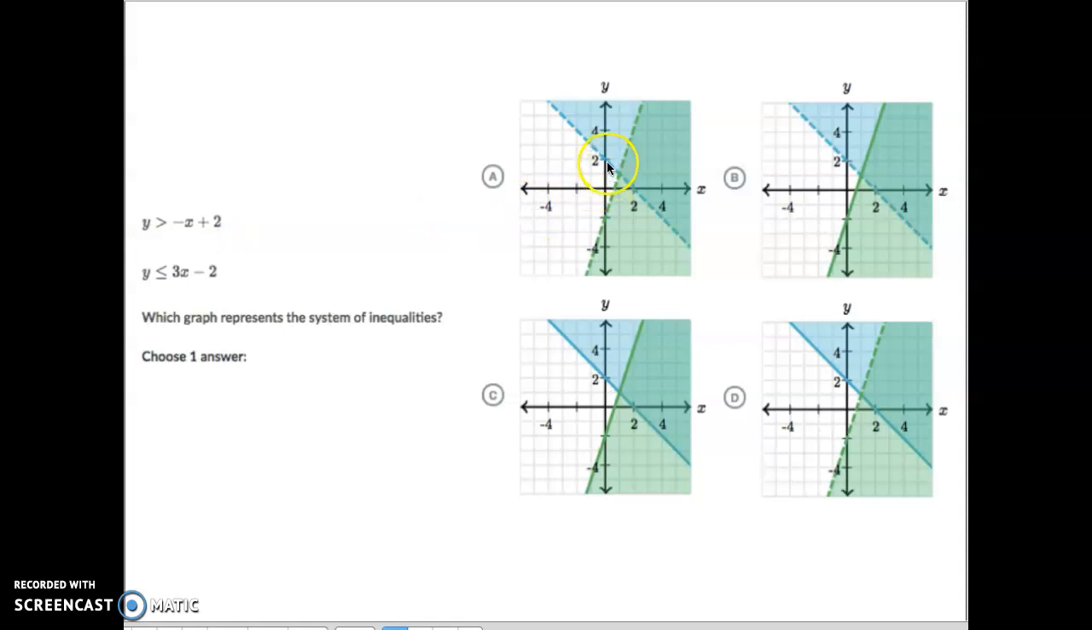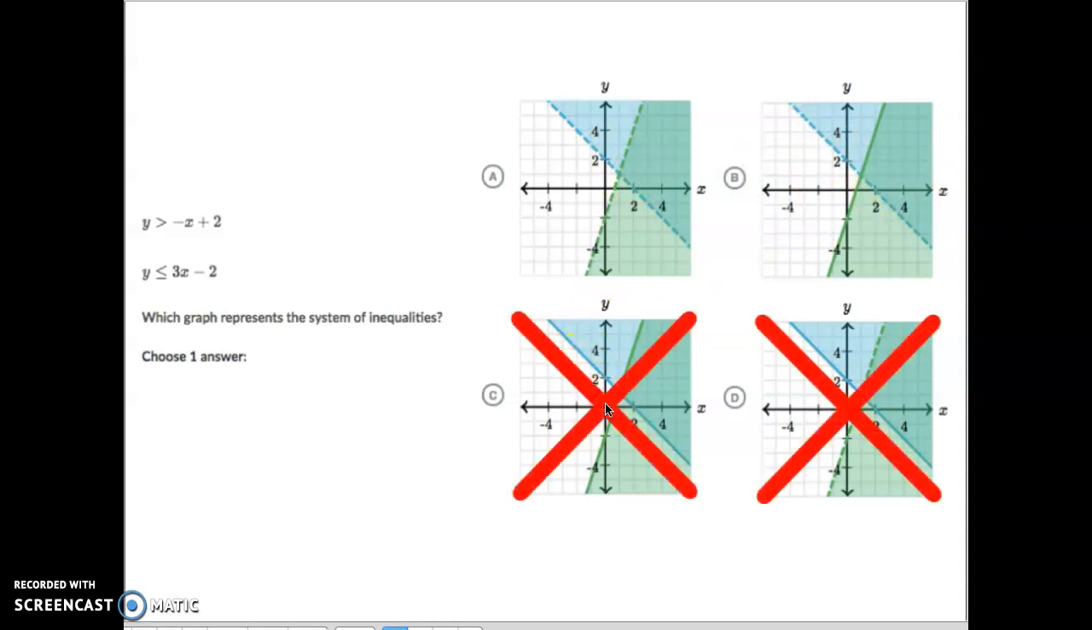So if I look at positive 2, this one is a dashed line. This one is a dashed line. So those two are fine. This one's a solid line. Can't be that one. Oops. And this one also is a solid line. So it can't be that one either.